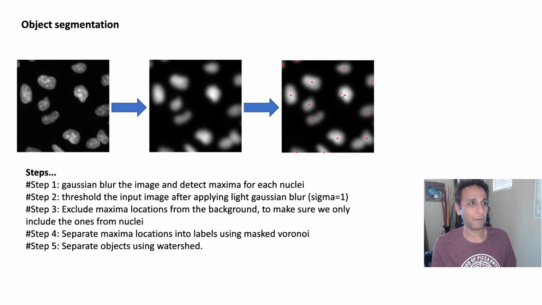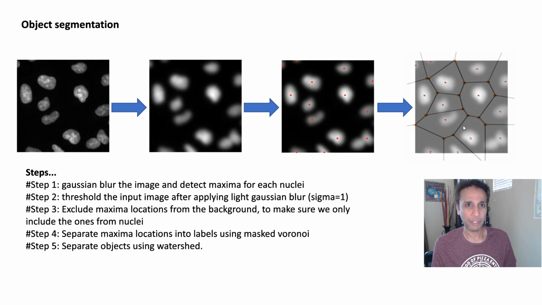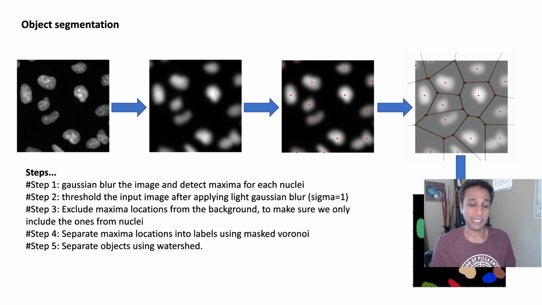And then you separate these using Voronoi into different regions. And within each Voronoi region, you apply a segmentation. That's it. And the pyclesperanto library is going to make our life easy by not writing a lot of code to get this thing done. So let's jump into the code.